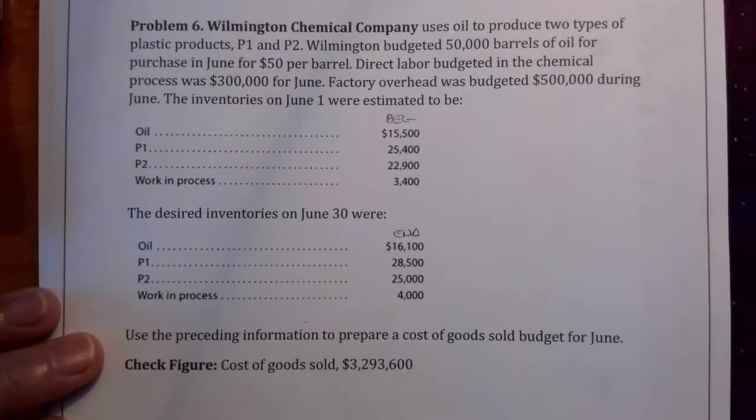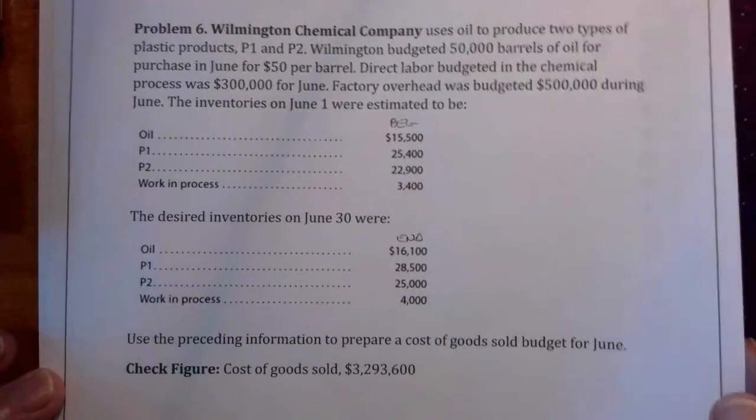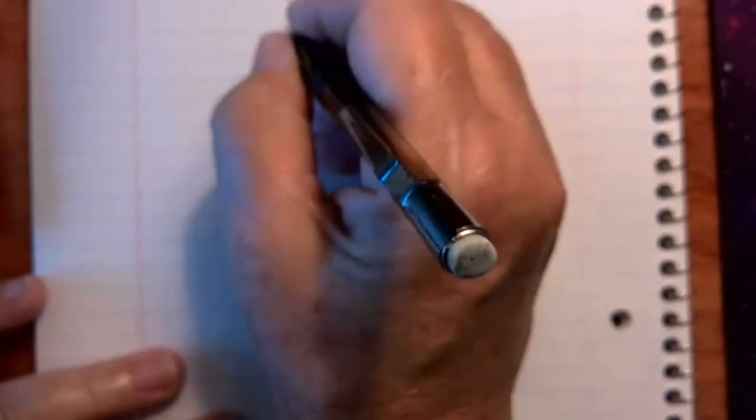So let's see what we've got, and put these numbers on the side so you can refer to them, and don't forget you can pause this tape if you need to look at it some more. But this is going to be a cost of goods sold. So we're going to start out with 3 columns. This is problem 6, chapter 22. And we're going to have 3 columns.